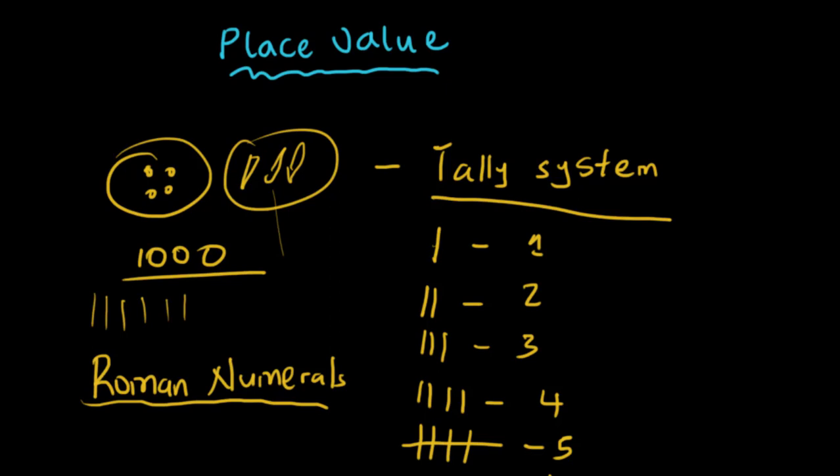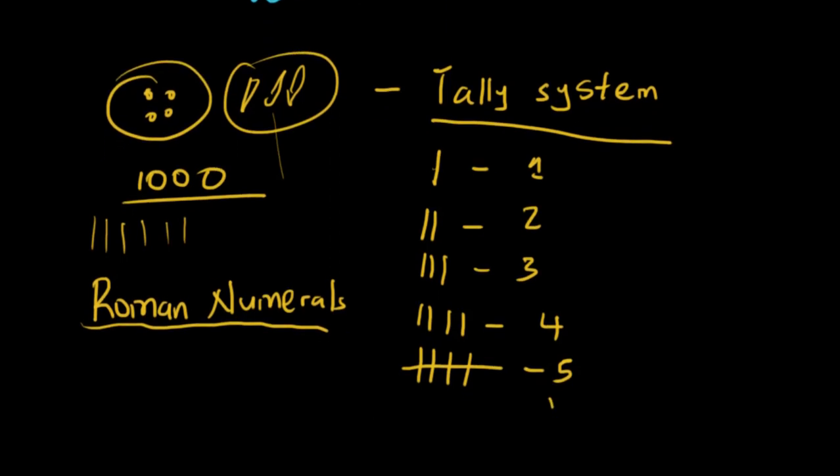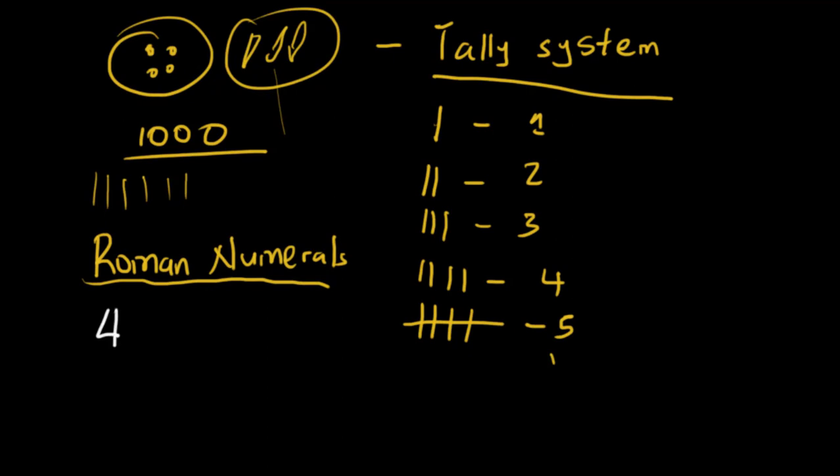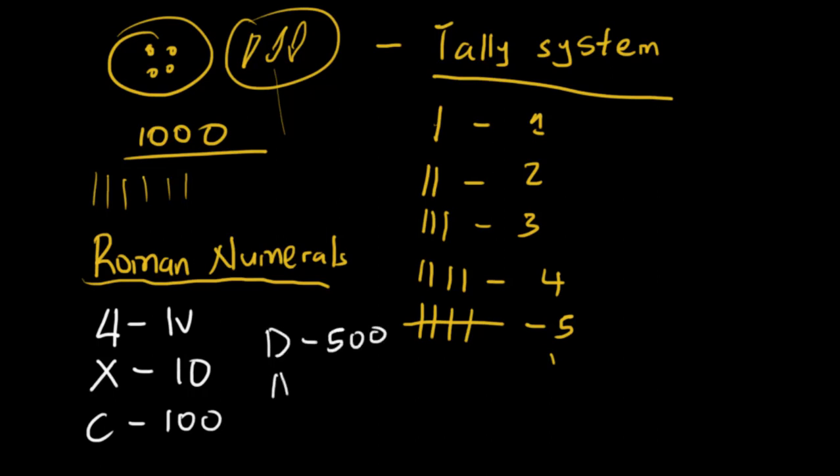Now, the Roman numerals was a great advancement over the tally system because we now have symbols representing each number. For example, 4 is represented by IV. Then we've got, say, 10 is represented by X. Then we've got C is 100, D is 500, M is 1000.